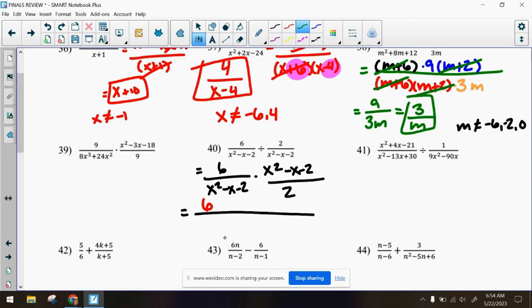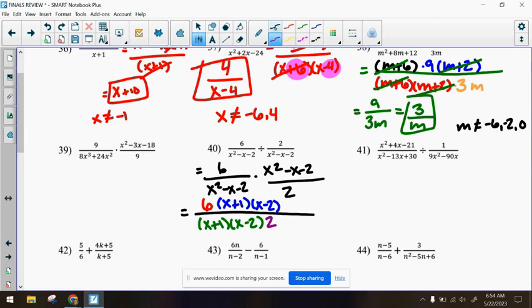I'm looking for numbers that multiply to be negative 2 and add to be negative 1. That should be x plus 1 and x minus 2. I'm going to move over to the top right. That's the same one, so again I'm going to have x plus 1, x minus 2. And then finally, this 2 gets to stay.